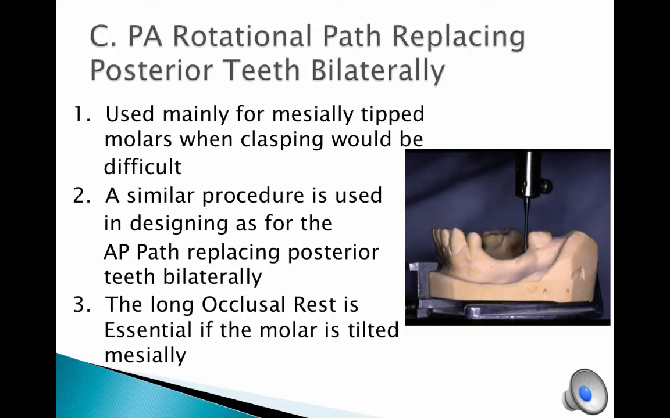We're going to switch over and talk about the posterior-anterior rotational path RPD replacing posterior teeth bilaterally. It's used mainly for mesial-tipped molars when clasping would be difficult without mutilating teeth in preparation for conventional clasping, but it can be also used if we want to improve a patient's oral hygiene by eliminating clasp. A similar procedure is used in designing the RPD as is used with the anterior-posterior path RPD, replacing the posterior teeth bilaterally. The long occlusal rest isn't essential if the molar is tipped mesially.